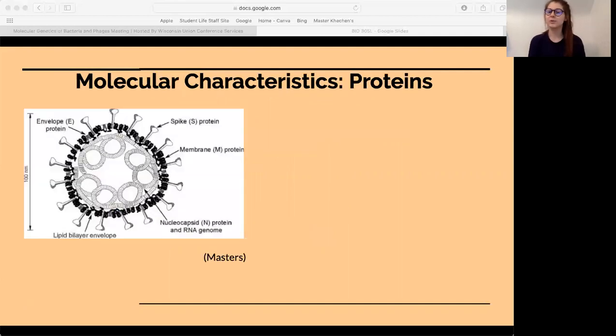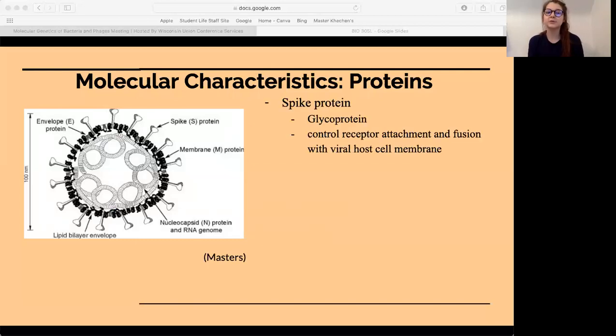So we'll get into a little bit more specifics of the molecular biology of the coronaviruses in general, and we'll talk about some of the main proteins. One of the first main proteins is the spike protein. It is a glycoprotein, and it is primarily involved in controlling receptor attachment and fusion with the viral host cell membrane. So, when it's trying to infect, and in terms of transmission, this is a big player in that role. We'll talk more about that later, but just a little overview of the proteins themselves.